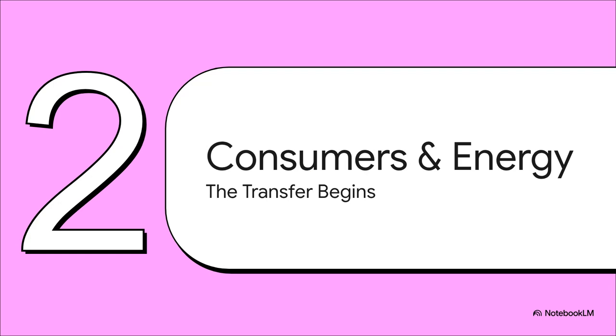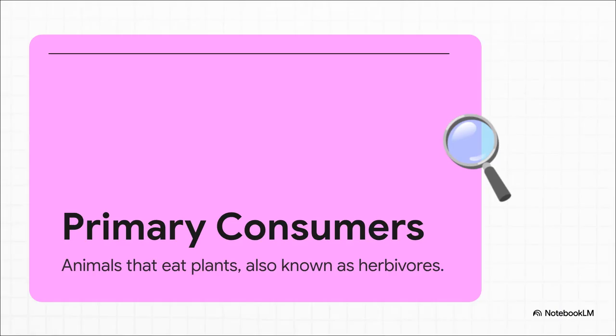Section 2. Consumers and energy transfer. Enter the primary consumers, or herbivores. These guys act as the crucial first bridge in our system. By eating the producers, they take all that basic plant matter and convert it into energy-dense proteins and fats. They're basically packaging up that solar currency for the rest of the web to use.